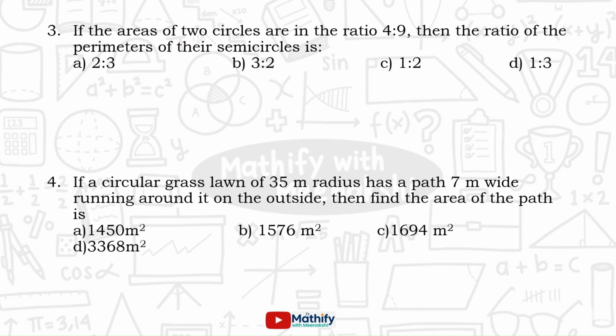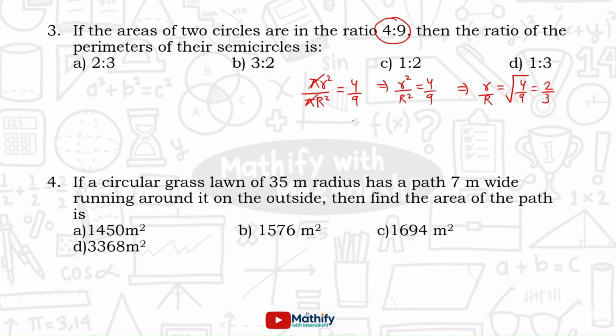If the areas of two circles are in the ratio 4 is to 9. So I'm writing pi r square by pi r square is given to you 4 by 9. We can cut pi and pi. So we are left with r square by r square is equal to 4 by 9. From here we can say the ratio of their radii is, you can take the square root of 4 by 9. That's 2 by 3.